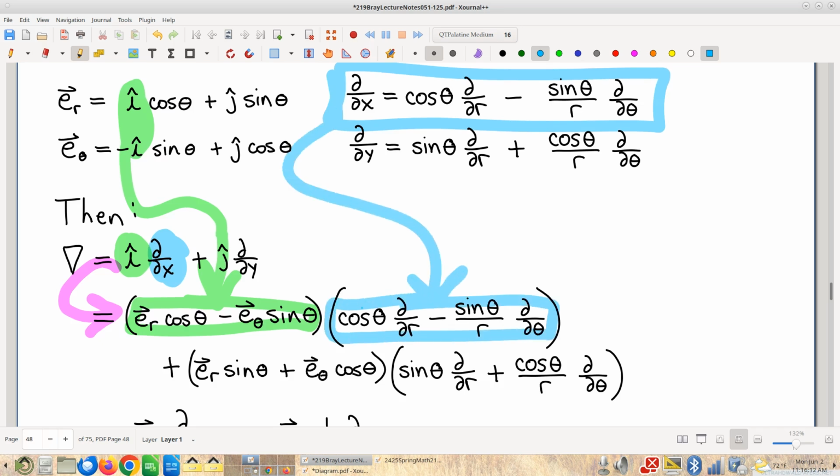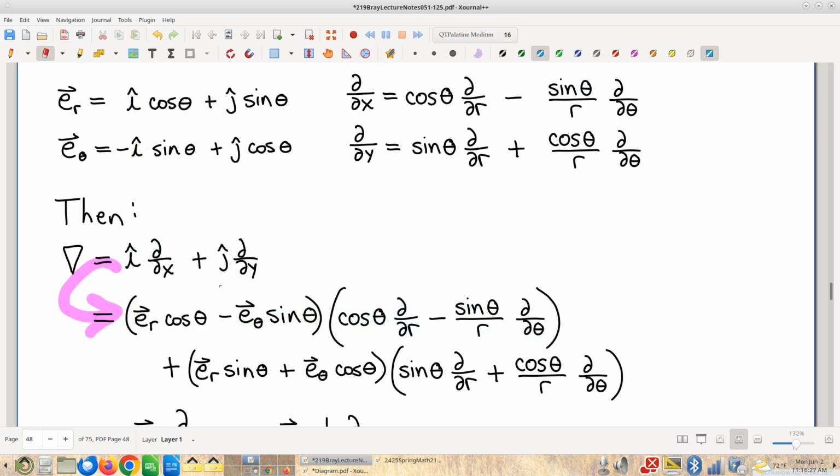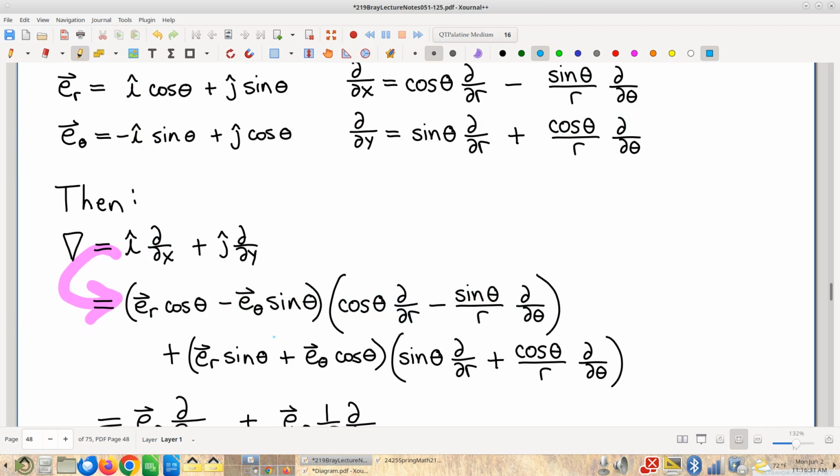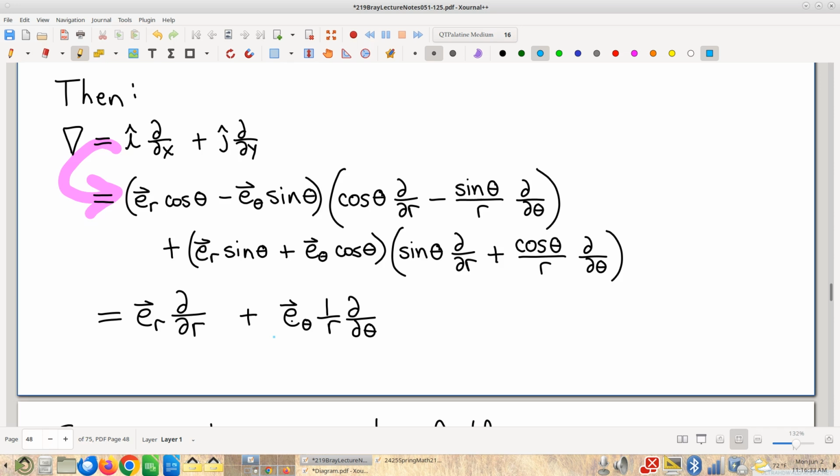And I just put that right there. I didn't really do anything yet. I'm just plugging in. That's what i hat is, that's what d by dx is. I'm just recopying that formula for del, and then likewise for the j hat and likewise for the d by dy. So this step right here is nothing more than plugging in, and then multiply it out and collect terms. There's really nothing particularly tricky about that. You just write it down and collect the terms.